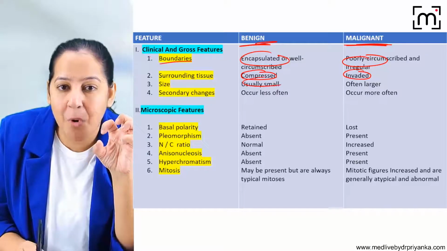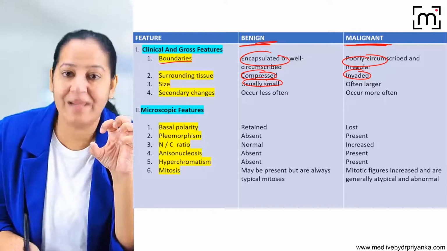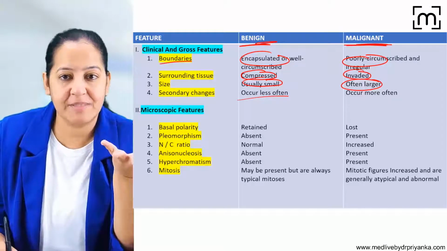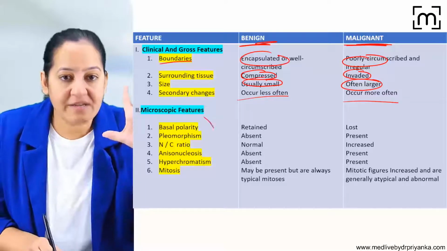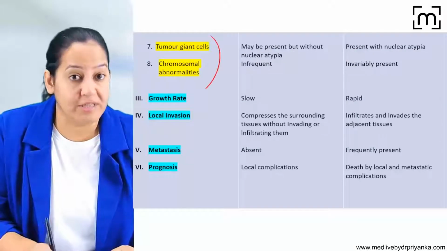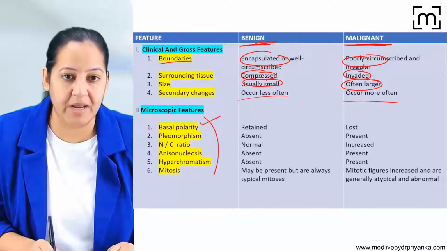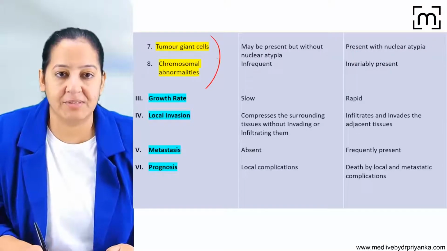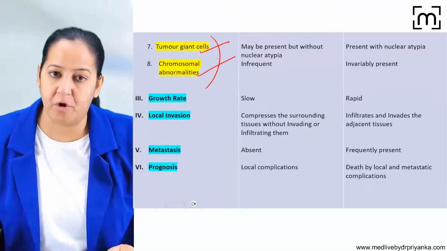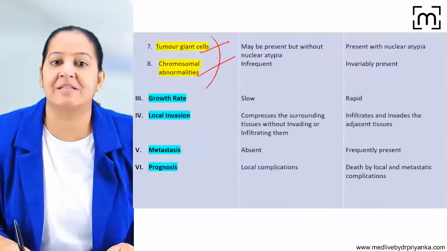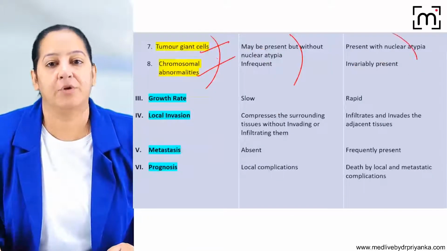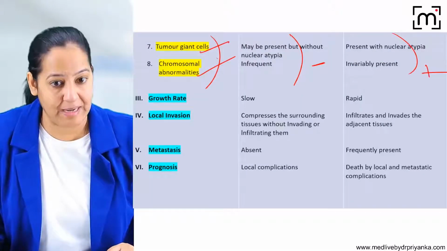The benign tumors are small in size. They grow slowly. The malignant tumors are fast growing. They are large in size. Here secondary features are absent. Here they are usually present. All the 10 features of anaplasia, you know all the 10 features. Please enumerate: basal polarity, pleomorphism, NC ratio, anisonucleosis, hyperchromatism, mitosis, giant cell, chromosomal abnormality. They all are absent in benign and they all are present in malignant. You can see they are absent in benign, present in malignant.